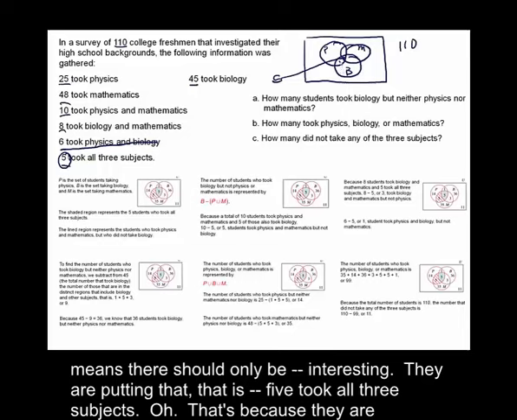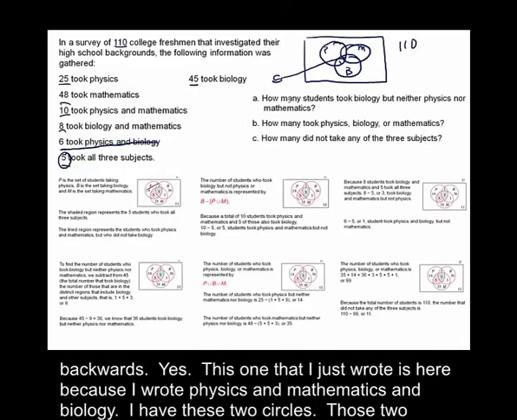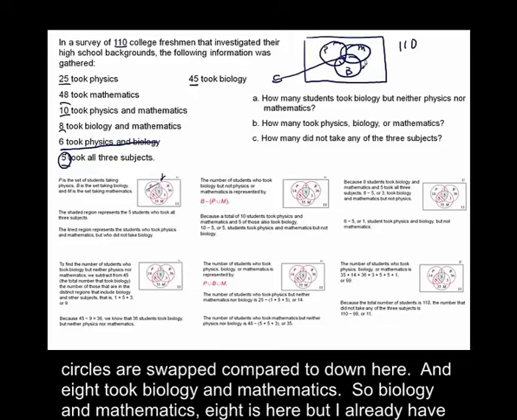Interesting. They're putting that is 5 took all 3 subjects. Oh, that's because they're backwards. Yes, this one that I just wrote is here because I wrote physics and mathematics and biology. I have these 2 circles. Those 2 circles are swapped compared to down here.